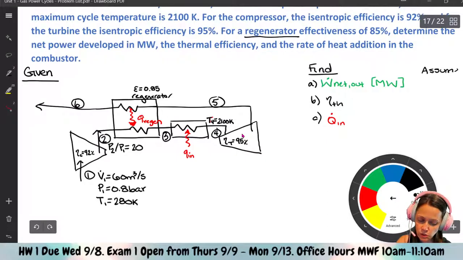The assumptions are going to be very similar to what we've done in the past for these other problems: changes in kinetic and potential energy are zero, and everything's operating at steady state.